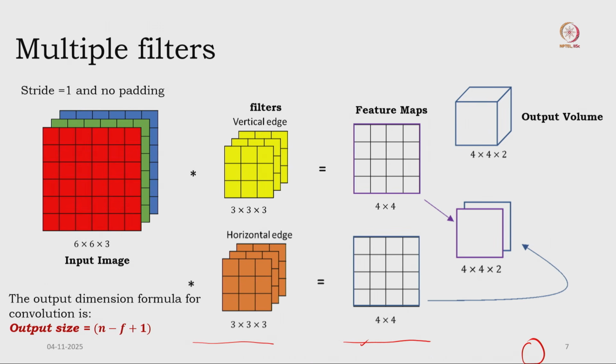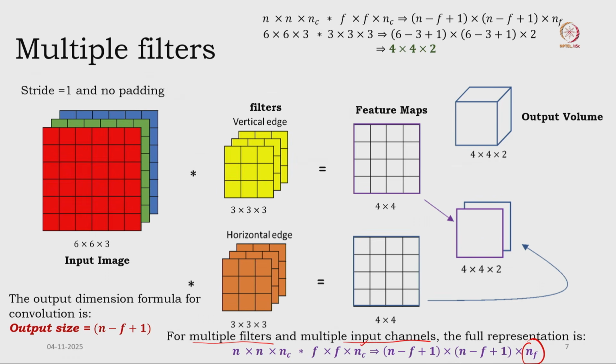Let us take one example and understand it. This is the formula: n minus f plus 1 into n minus f plus 1, and nf is the number of such filters. If you consider the same example, what is n here? n is 6, and the filter size is 3 cross 3. So n minus f is 3, plus 1, this is for height. For width, again n minus f plus 1, 6 minus 3 plus 1. What are we getting? We are getting 4 cross 4.